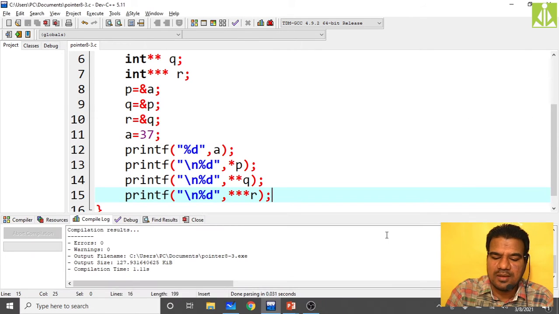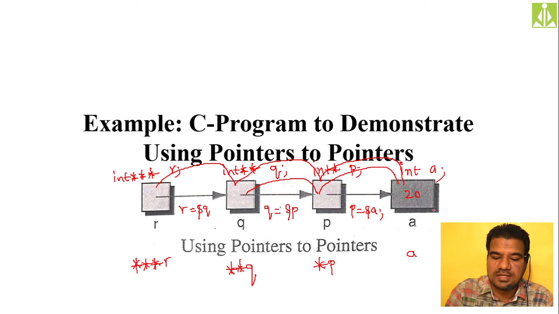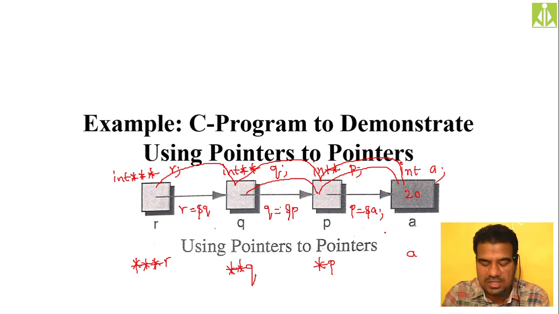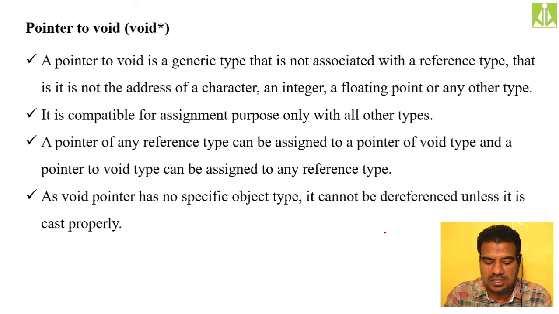So in this way we can form these links, and we applied these links and accessed a's value from all these. Like this, pointer to pointer will work. Hopefully you understood how pointer to pointer is working. Quickly go to the next thing, that is pointer to void or generic type of pointer.